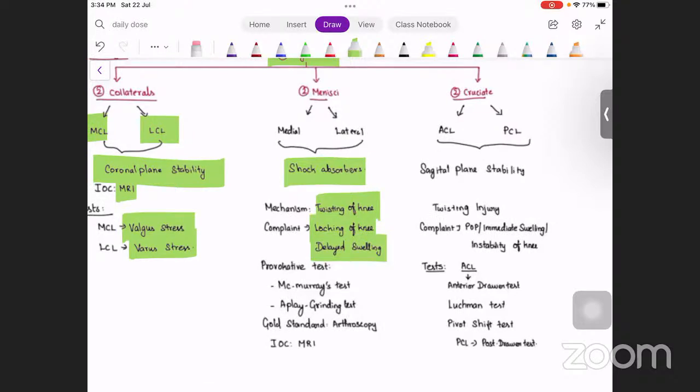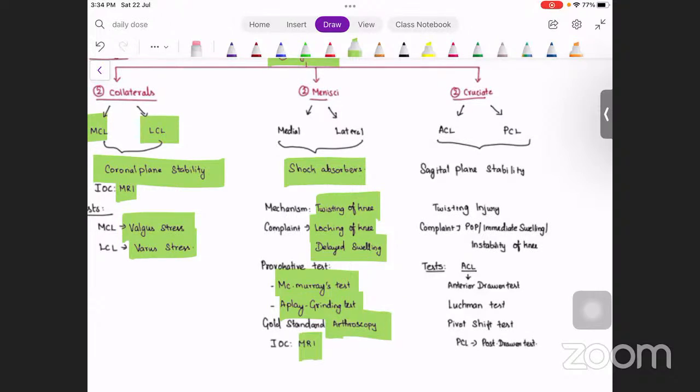and we have the meniscal tests. We have two provocative tests. One is your McMurray's test, and another one is your Apley grinding test. Okay, McMurray's test and Apley grinding test. And the gold standard test for diagnosis of menisci injury is arthroscopy. Investigation of choice is MRI.